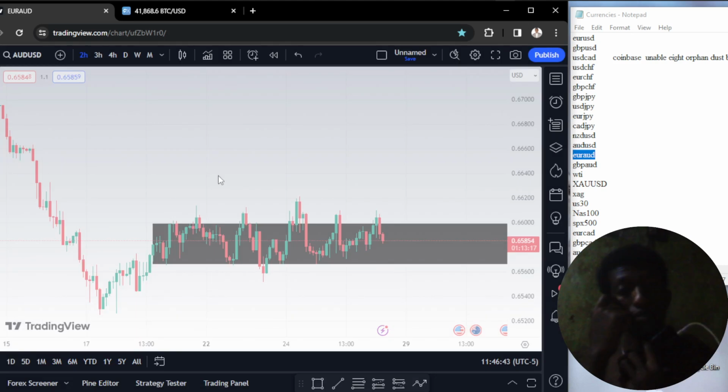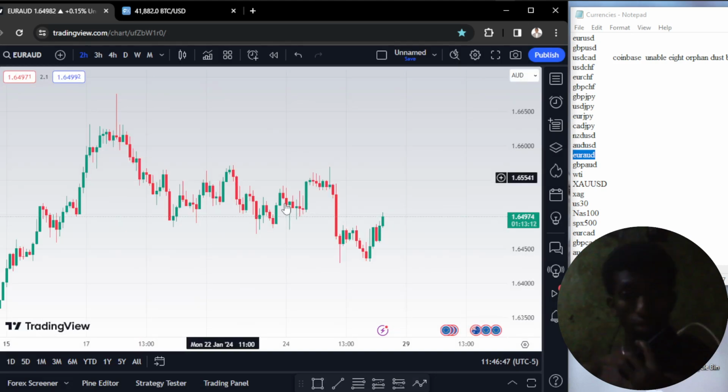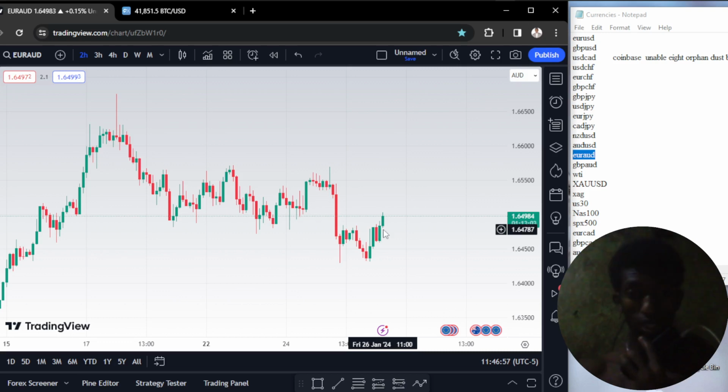It's Euro Aussie. As you can see, Euro Aussie had given us a nice trade right there. This was a great trade. That one, not this one. That one was a great trade right there, but it moved up. Another trade right there, beautiful. I told you we need 3 or more candles.